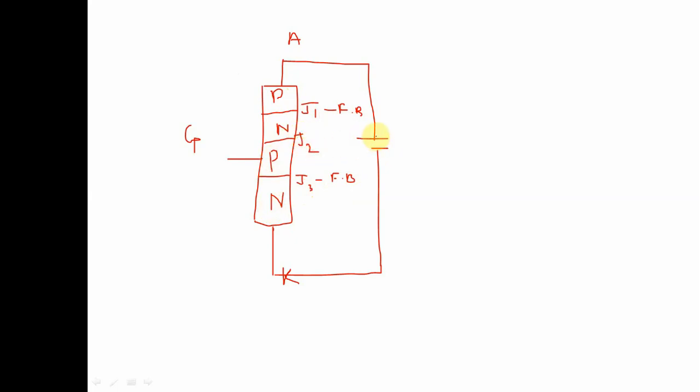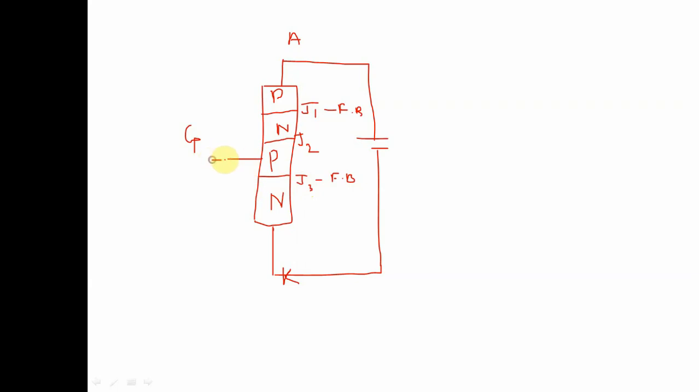But this J2 junction is reverse biased. Why is it reverse biased? The positive terminal of the battery is connected to N and the negative terminal of the battery is connected to P. So negative is connected to positive, and this negative is connected to positive. So the J2 junction will be reverse biased. Here SCR will not turn on. Why not? SCR will be turned on only when the J1, J2 and J3 junctions are all forward biased. Only then will SCR start conduction. Otherwise it is in off state.